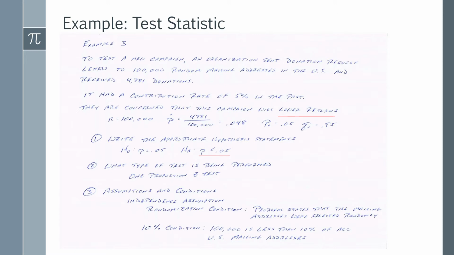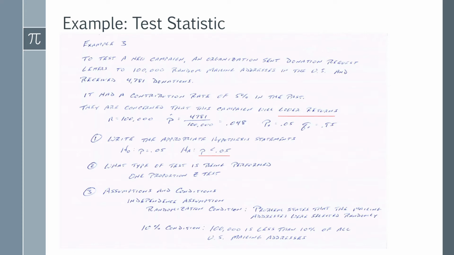So our null hypothesis, p equals 0.05, because if you recall, the null hypothesis assumes that nothing has changed. So in the past, the contribution rate had been 5%, so therefore the null hypothesis is based off of that 5%, p equals 0.05. Our alternative hypothesis, or HA, is p less than 0.05.